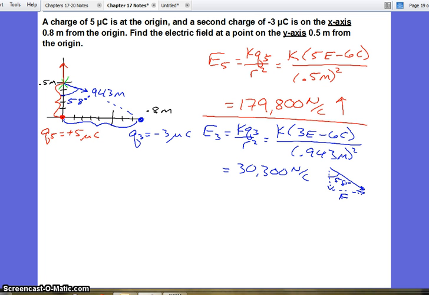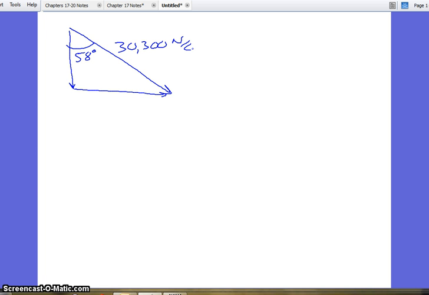I'll label them as the parallel and the perpendicular component. Now, we're going to find those parallel and perpendicular components using our sine and cosine functions. So first, let's find the parallel, but I want to redraw this here. Here's our 58 degrees. Our hypotenuse was the electric field that we found, 30,300 newtons per coulomb.